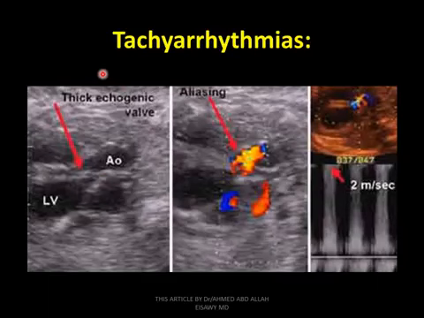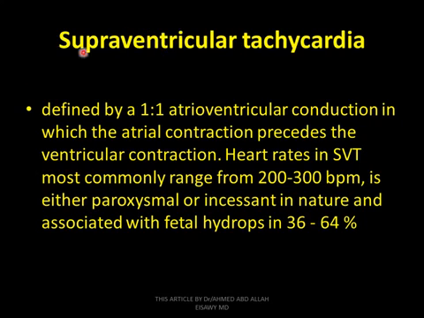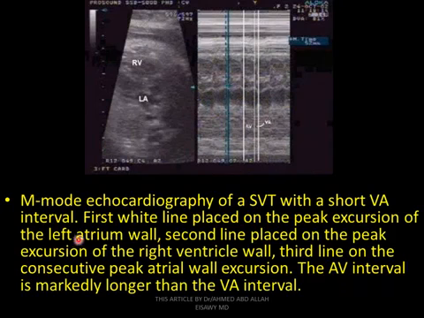Tachyarrhythmia, okay, where the heartbeat is more than 170, more than 180. Supraventricular tachycardia is defined as 1 to 1 AV conduction, in which atrial contraction precedes ventricular contraction. Heart rate in supraventricular tachycardia most commonly ranges from 200 to 300 per minute. It is either paroxysmal or incessant in nature, associated with fetal hydrops in 36 to 64% of supraventricular tachycardia.